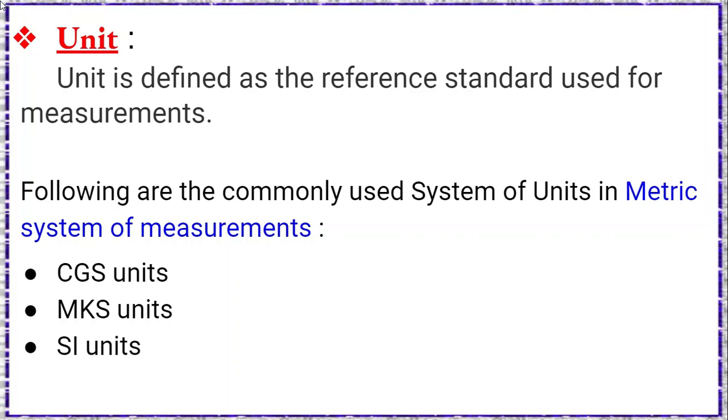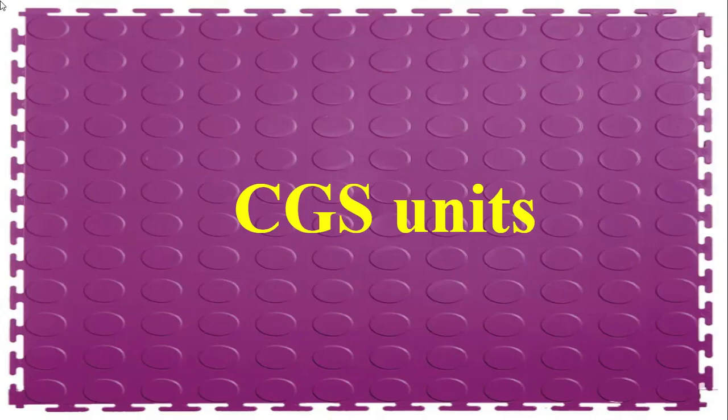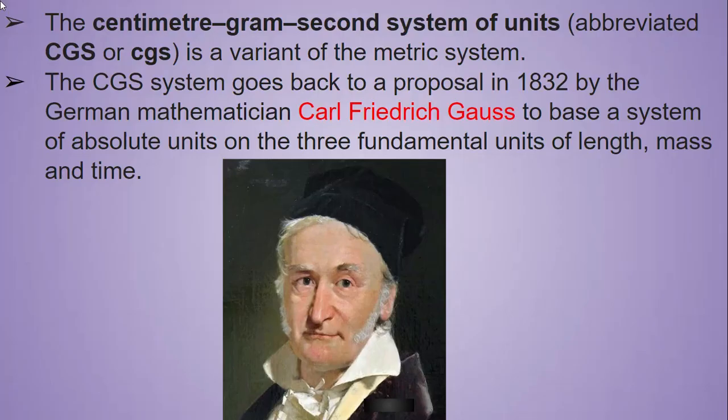Following are the commonly used systems of units in the metric system of measurements. The metric system has C.G.S units, M.K.S units, and SI units. What are C.G.S units? The centimeter, gram, second system of units, abbreviated as C.G.S, is a variant of the metric system. The C.G.S system goes back to a proposal in 1832 by German mathematician Carl Friedrich Gauss to base a system of absolute units on the three fundamental units of length, mass, and time.